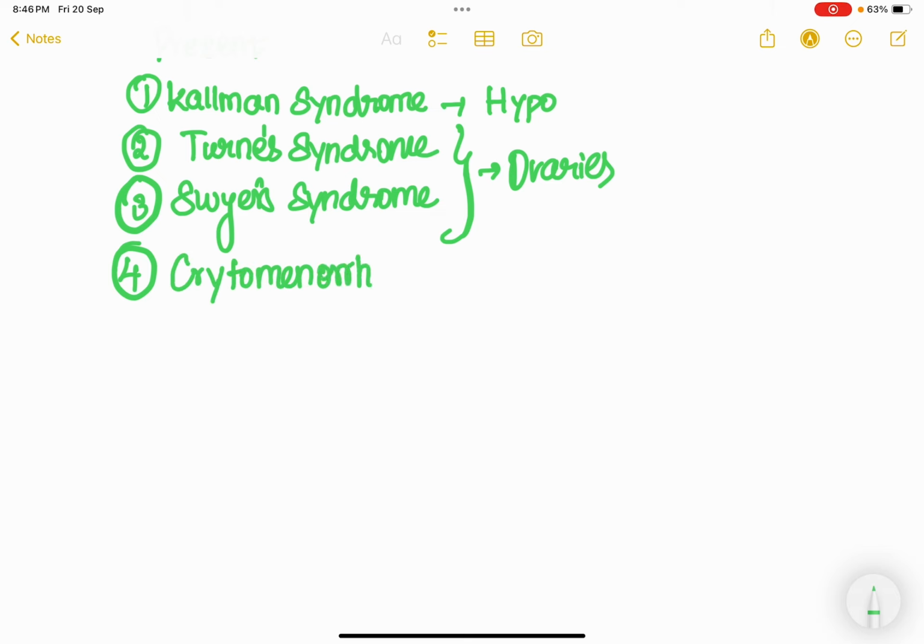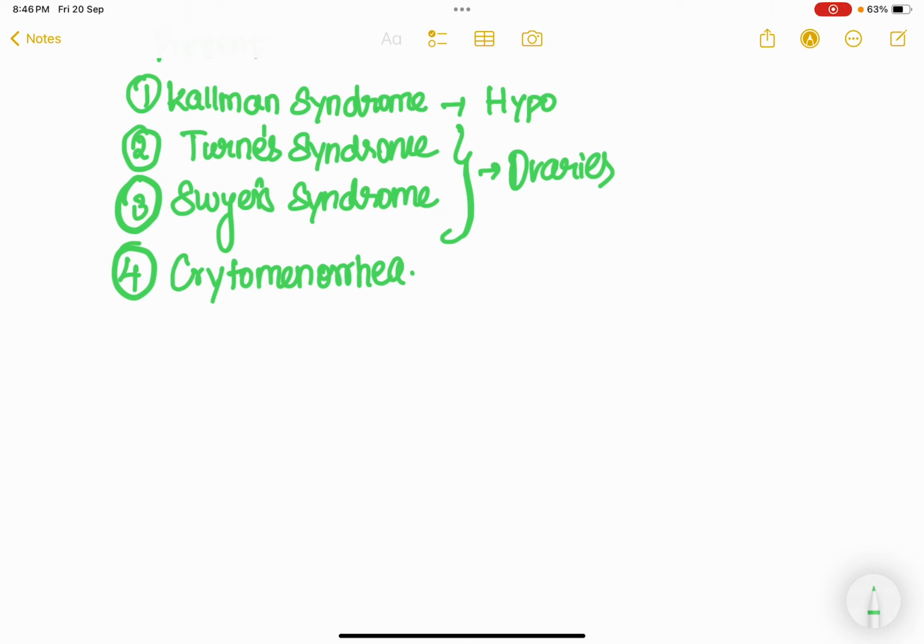So what is cryptomenorrhea? Cryptomenorrhea is basically a condition where a female menstruates normally, but because of outflow tract obstruction, whatever menstruation is happening in the female gets collected inside the female's genitalia.